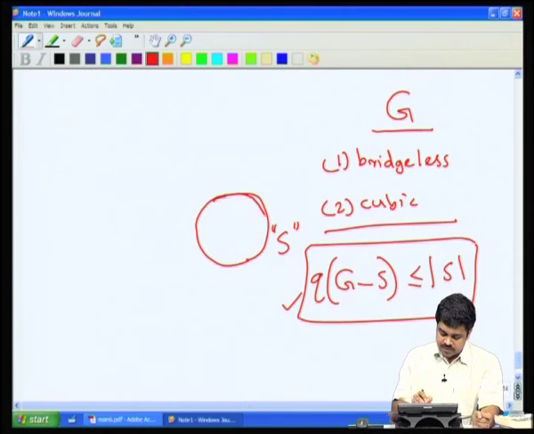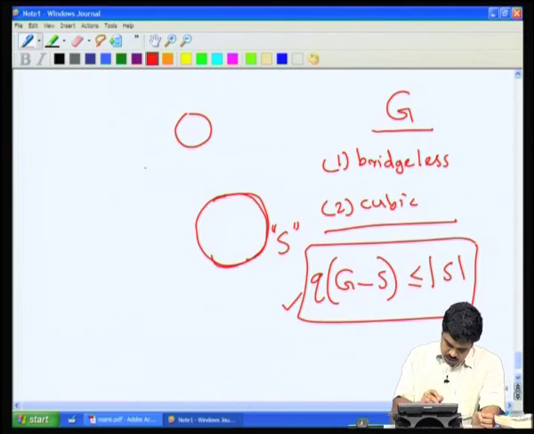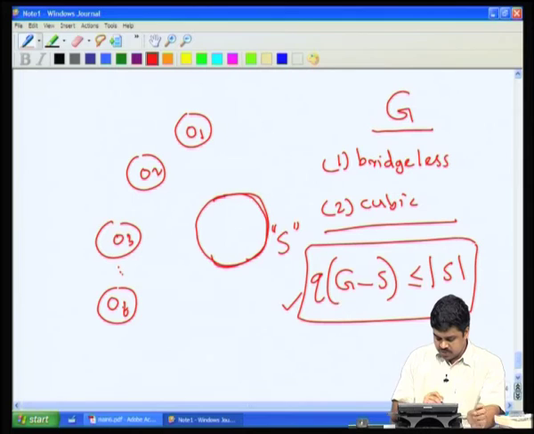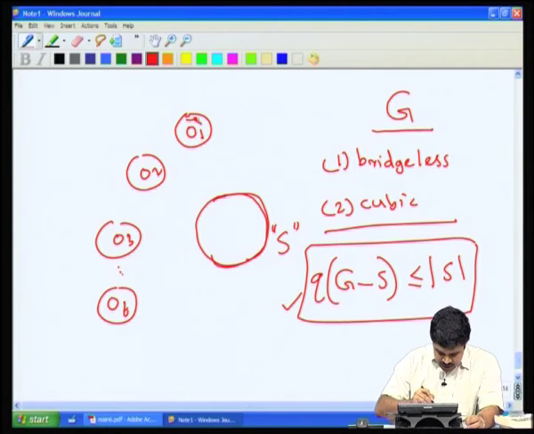So, I considered this subset S, and now suppose you consider the odd components of it. These are the odd components. There can be even components, but discard them for the time being. This is the odd component O1, O2, O3, like that, and this is some Oi. Now, this being odd, and each vertex has degree 3.